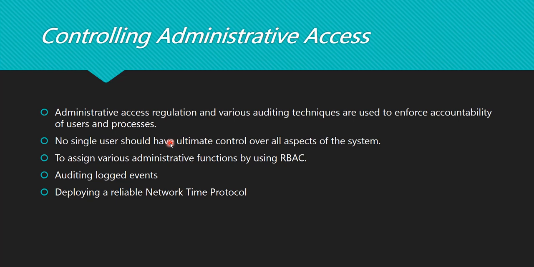Next is, we do not want a single user to have the ultimate control over all the aspects of the system. So instead of giving a single person all the access, we can divide the access into different roles using role-based access control. Then it is very important to audit all the logged events in order to ensure no unauthorized access, and deploying a reliable Network Time Protocol, in which we synchronize the systems according to a common time, so that we ensure that all the activities across the systems can be consistently tracked.